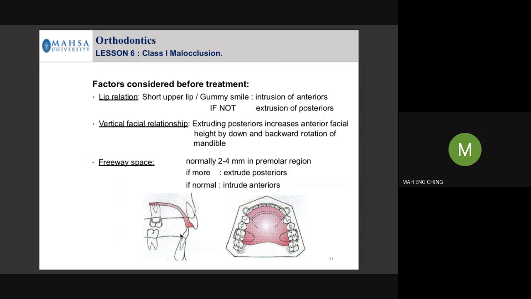Have you ever had a lecture on removable appliances? Have you? I don't think so. Okay. Maybe you will understand this concept a bit better when it comes to the removable appliance topic.